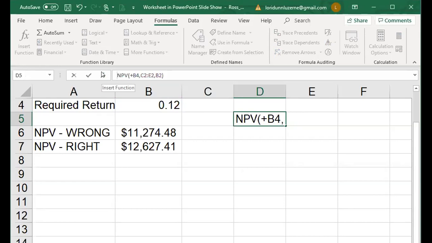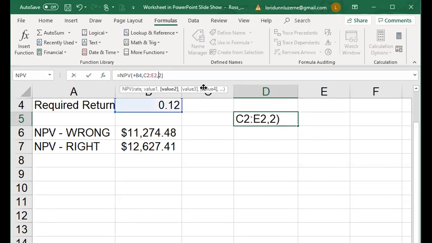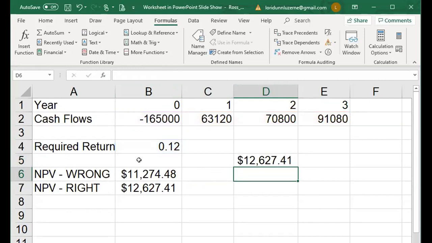So let's do this. Ooh, it's off a little bit, huh? Just not sure how to get out of that dialog box to cite the investment outflow. So C2 to E2 cites the investment's cash inflow. B2, which will be outside of the parentheses, cites the investment, the outflow for the project. And that gives us our correct amount.